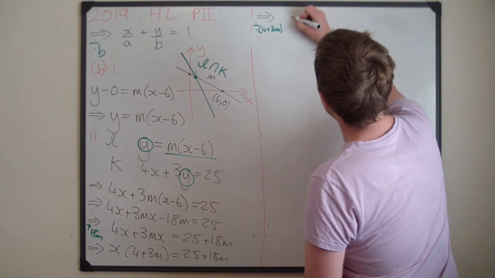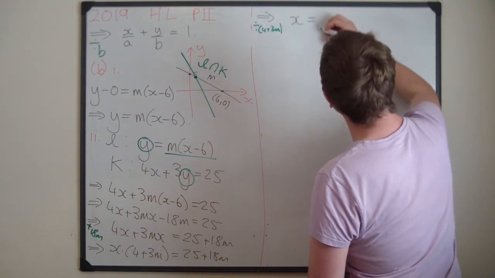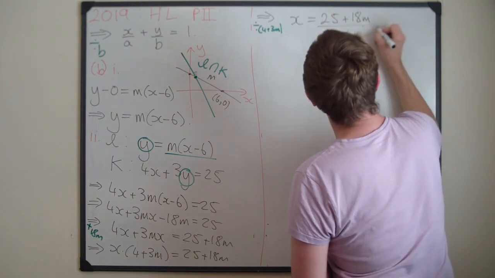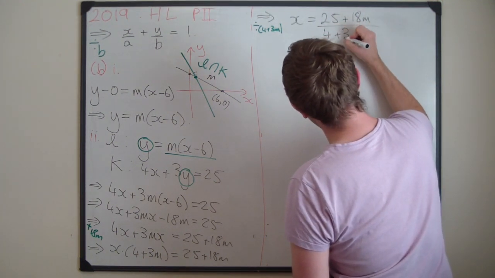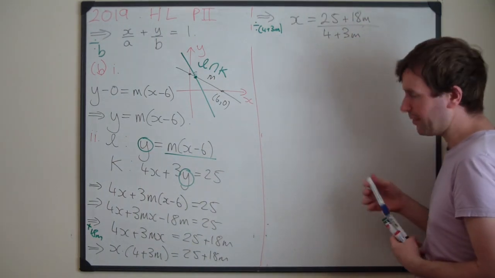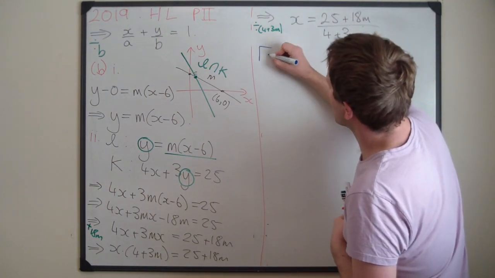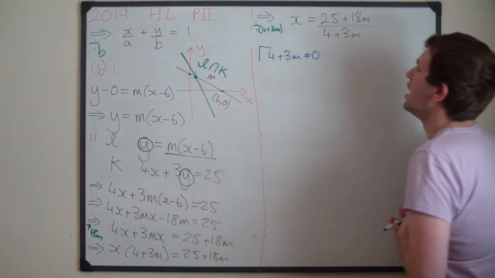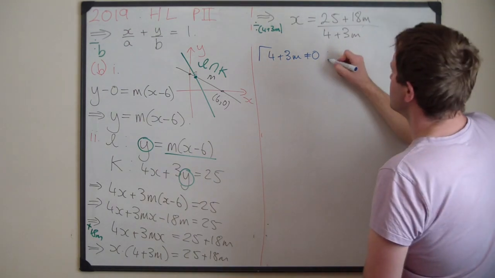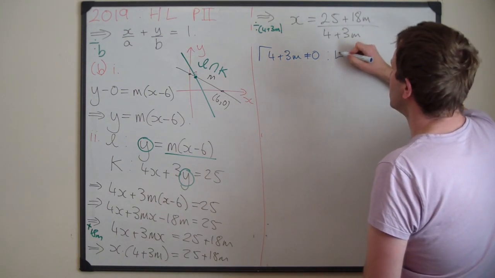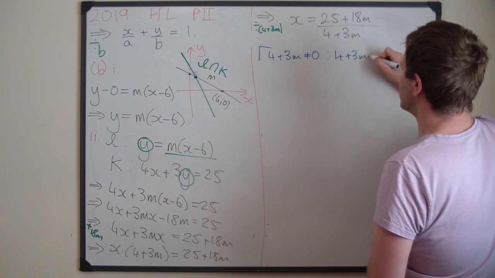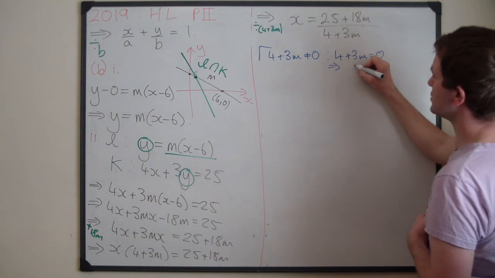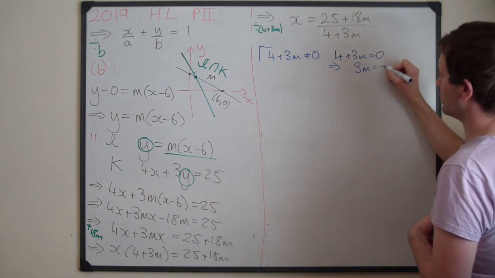So I end up with an expression for x in terms of m, 25 plus 18m divided by 4 plus 3m. Now I'm just going to make the remark, 4 plus 3m cannot equal 0. And that's the same as saying you don't want 4 plus 3m to equal 0. So take away the 4 from both sides, you don't want 3m to equal minus 4.